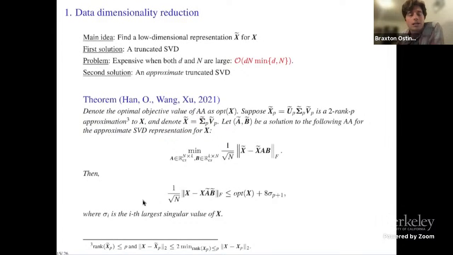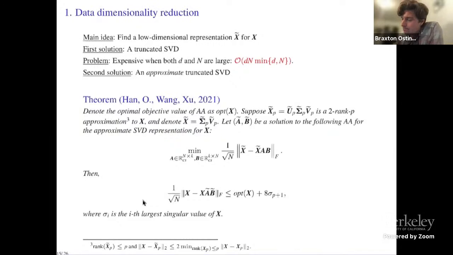And so the main idea here is I want to find a low dimensional representation called x tilde for x. And okay, so the first thing I'll say is you should use a truncated singular value decomposition. And okay, so the problem here is that it's expensive if the dimension d and the number of points n are large. So it's order dn times the minimum of d and n. And so you can use an approximated truncated SVD. So that's what we do.